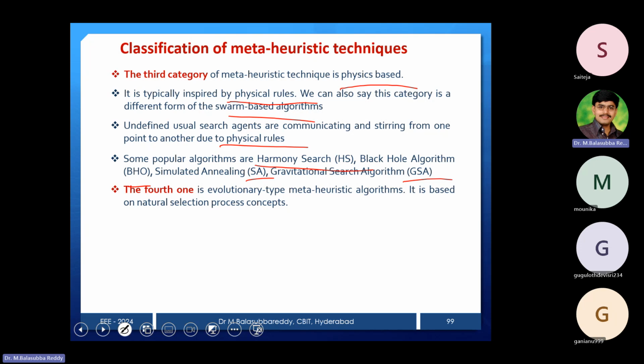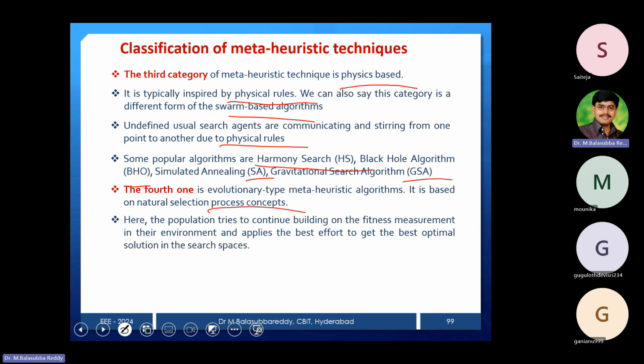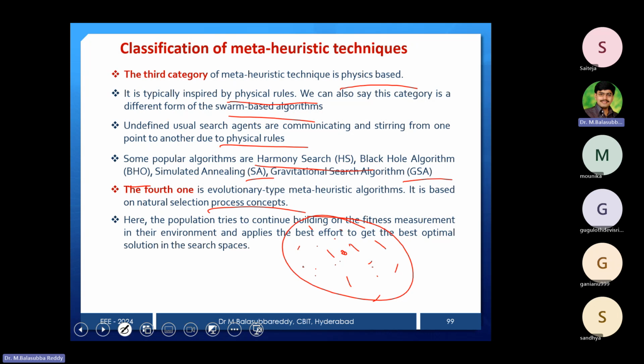And the fourth one is the evolutionary metaheuristic algorithm. It is based on the natural selection process concept. So how natural selection builds on fitness measured in their environment, and applies its best effort to get the best optimal solution in the search space. Whatever is in the search space, we are going to identify which one is the minimum value or the best agent, or you can say the best person, using this kind of algorithm.